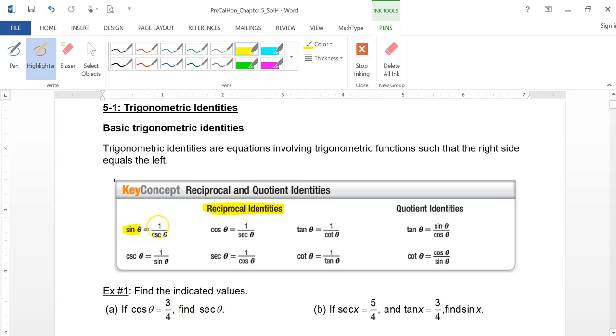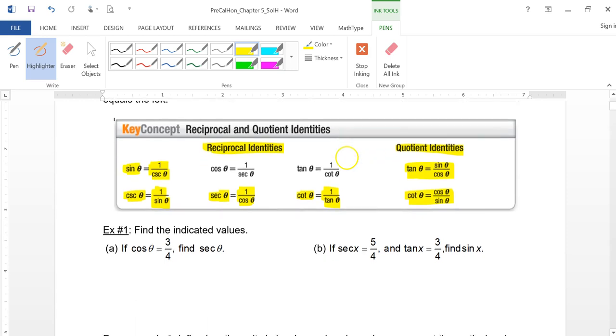You know that sine of theta is 1 over cosecant because cosecant is 1 over sine. You know that secant is 1 over cosine. You know that cotangent is 1 over tangent, right? We know all this. Then there are the two quotient identities, which we've also seen, because we know that tangent is sine over cosine, cotangent is cosine over sine. None of this is new, right? It's from last chapter, if anything.